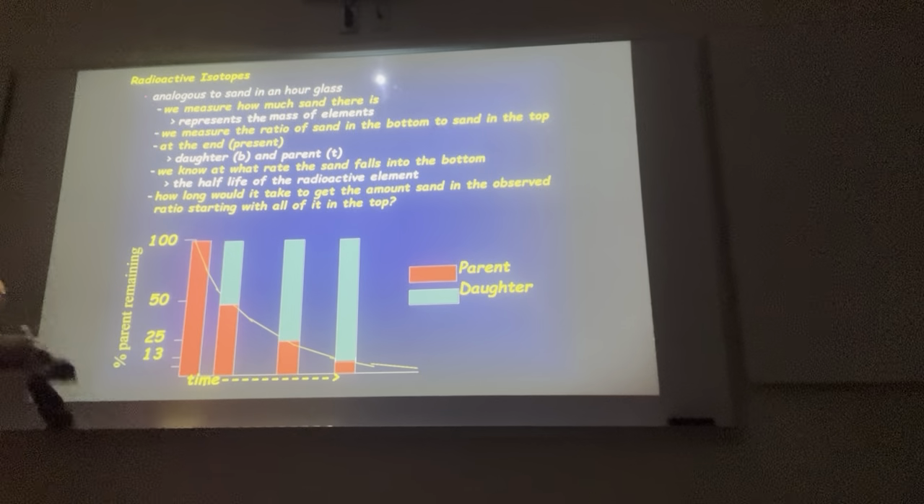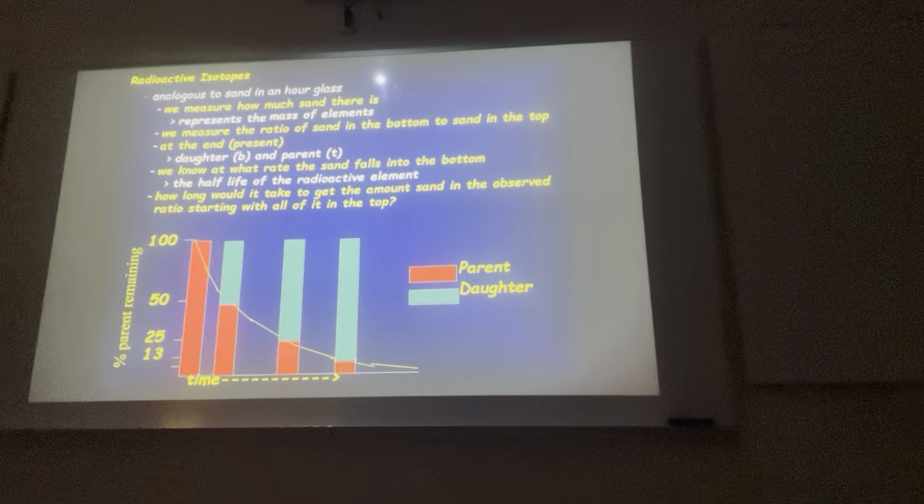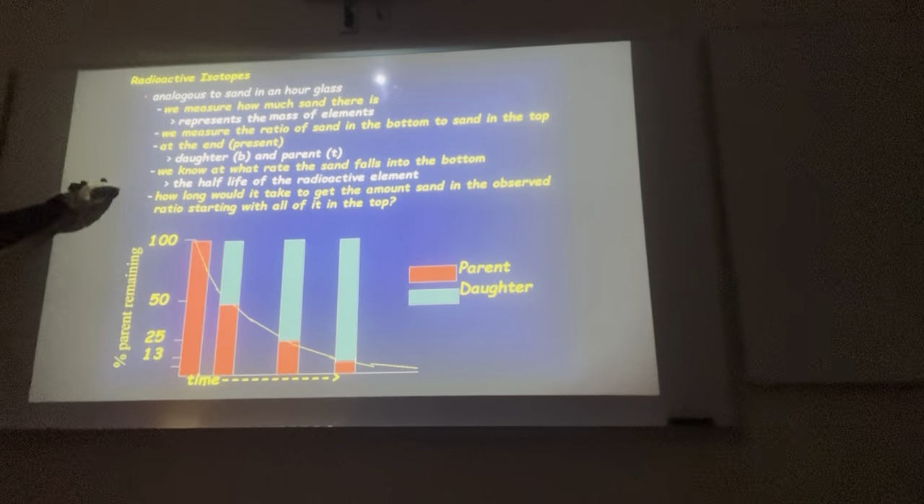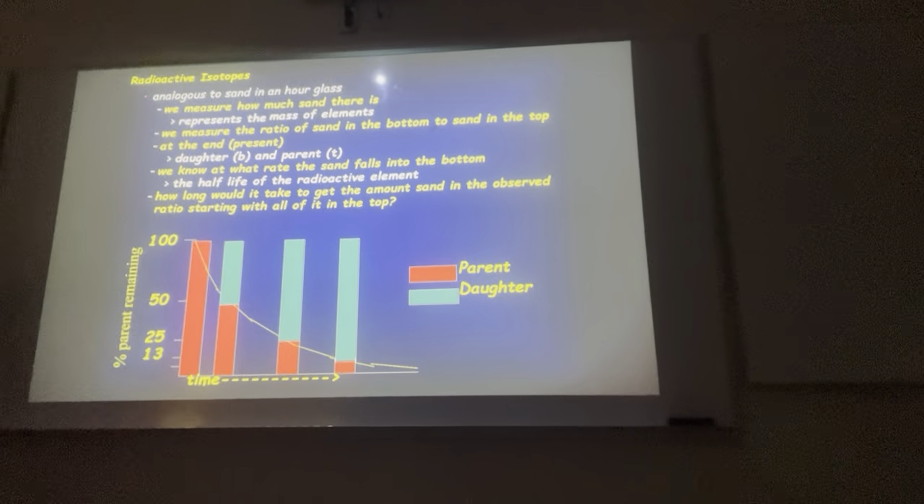All right, so you can think of it like sand going through an hourglass. If you look at the amount of sand there is at the top and the bottom, you can figure out how long the hourglass has been running for. We measure the ratio of sand in the bottom to top, just like we measure the amount of parent and daughter isotope. We know the rate at which the decay occurs. That's the half-life of the isotope, so we can figure out how much time has passed.